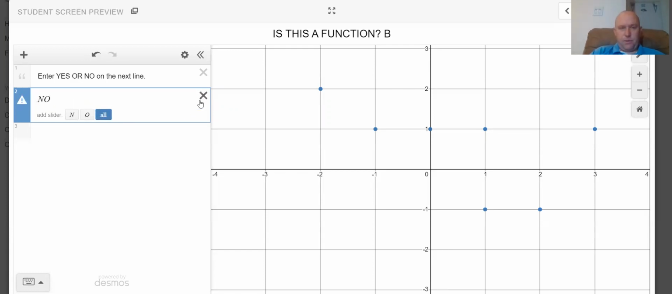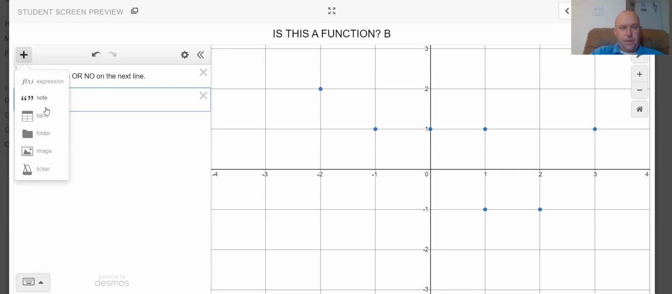Now I put this here, which actually wasn't very good. But probably more important for Canvas is if you use the plus symbol here, Desmos, I mean, if you click on note, now you can actually write the word no.